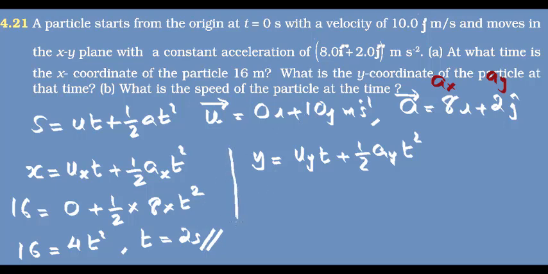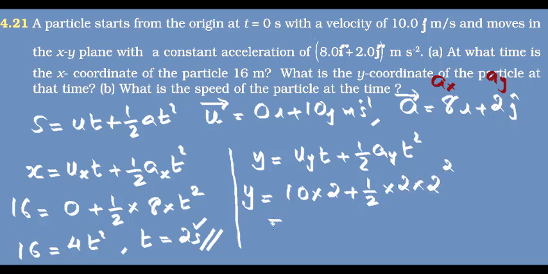Now we can apply that value of t here in the second equation. So we can calculate y is uy, the initial velocity in the y direction, that is 10 into t, the time taken that we have already calculated, so 10 into 2 plus half into the acceleration in the y direction, that is 2, into the time square, 2 square. So this will give you 20 plus 4, so you will get 24. So when x equal to 16 at 2 seconds, y equal to 24, that means the particle is at a point x 16 comma y 24.